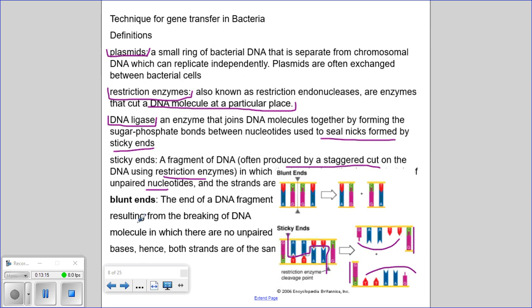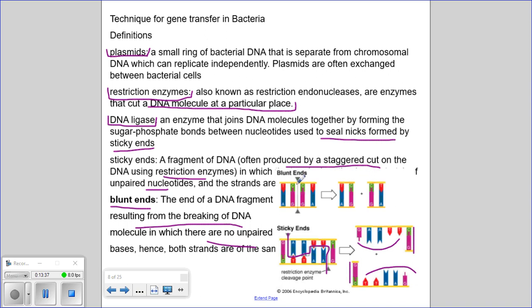Now, you can also generate what are called blunt ends from restriction enzymes. This is the end of a DNA fragment resulting from the breaking of a DNA molecule in which there are no unpaired bases. Hence, both strands are of the same length, basically.